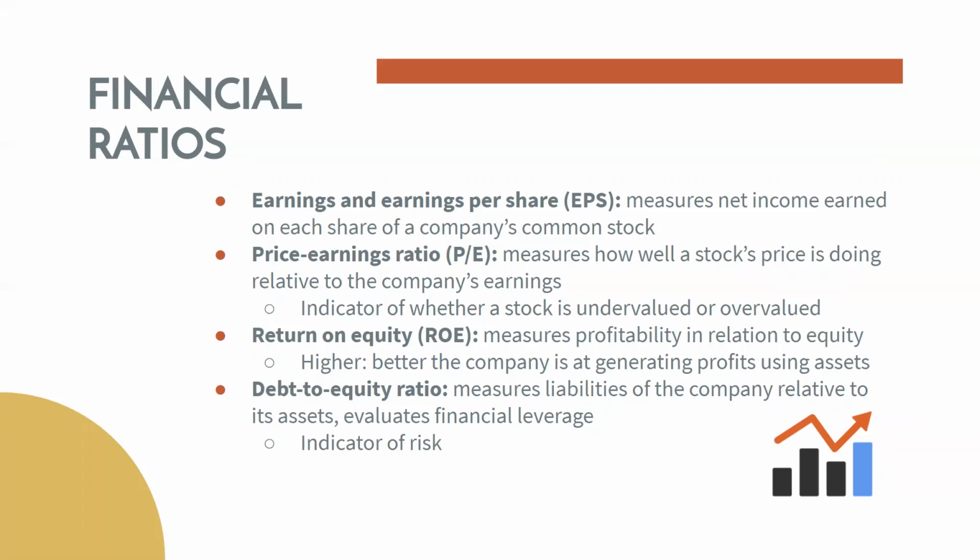Next is return on equity, which measures profitability in relation to equity. The higher this ratio is, the better the company is at generating profits using their assets. Lastly is the debt to equity ratio, which measures liabilities of the company relative to its assets. The debt to equity ratio is a strong indicator of how risky it is to invest in a company.